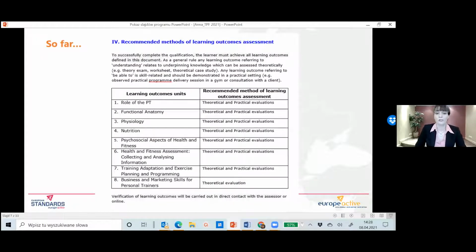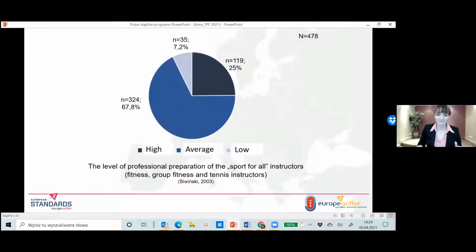And also, which is really important, are the assessment methods. So far, we have indicated very generally that some learning outcomes units should be checked using theoretical or practical evaluations. We recommend to use worksheets, theoretical case studies, and so on. And it will be a task for you for today, for the session with Charlie, to help us a little bit to specify how the assessment strategy should look like. And I'm waiting for the session.